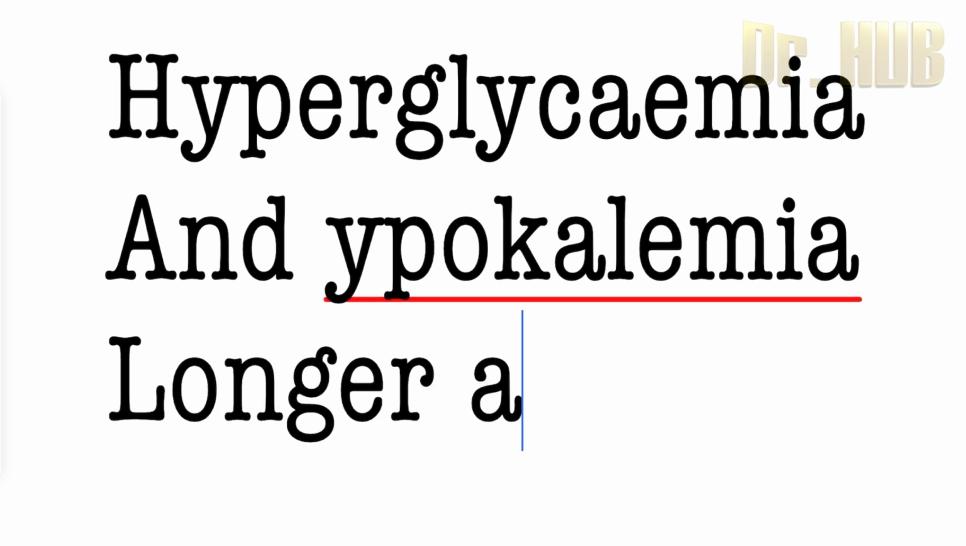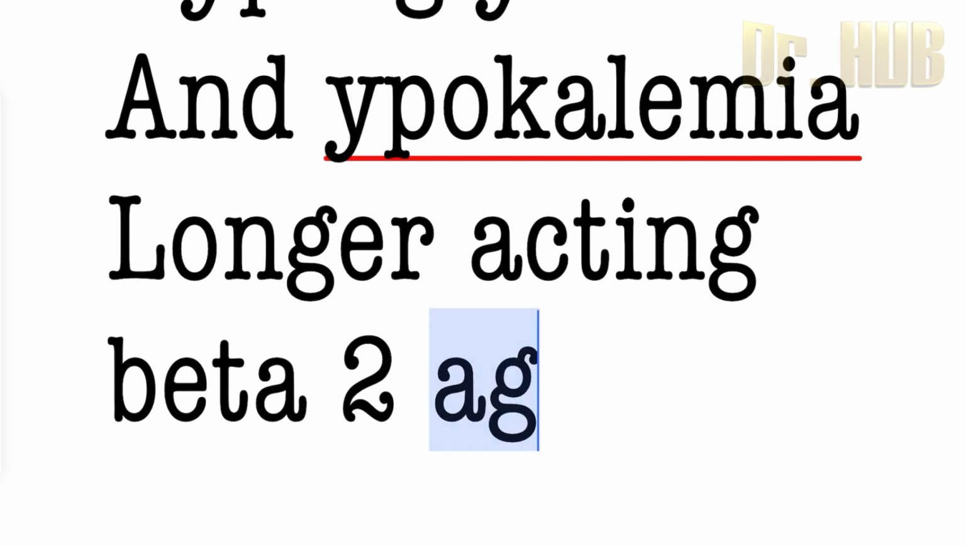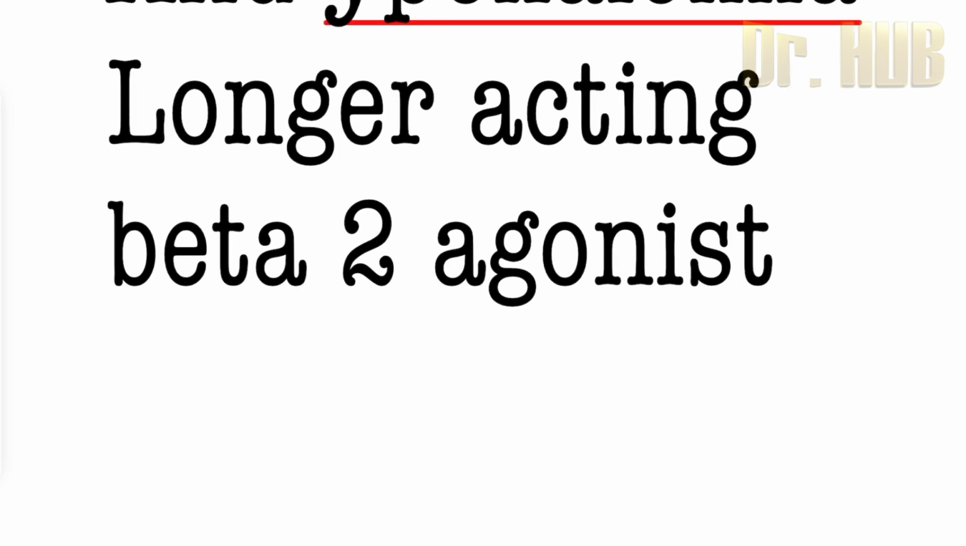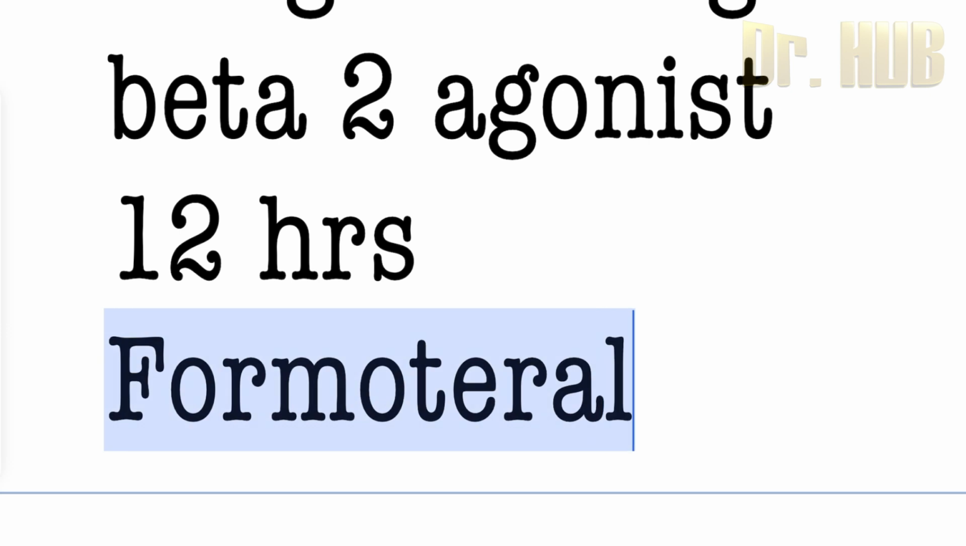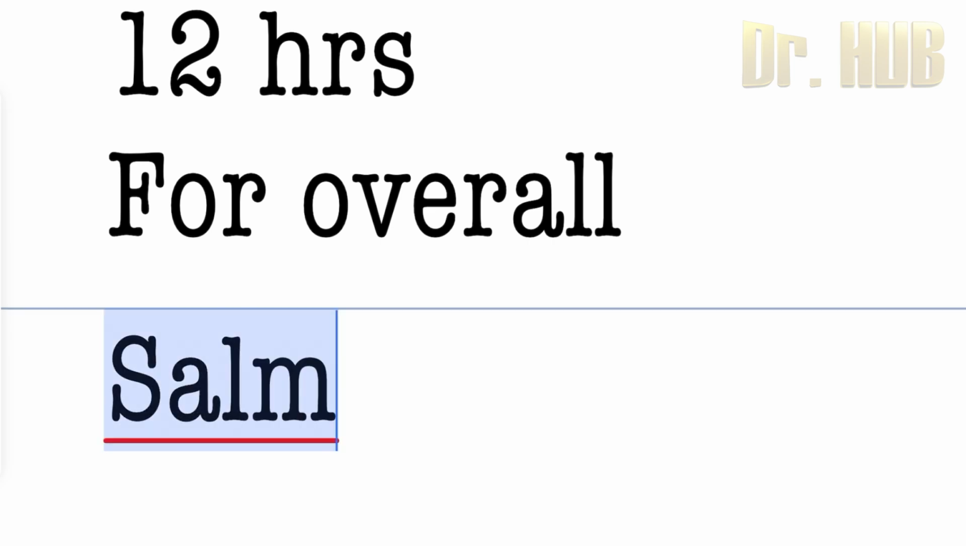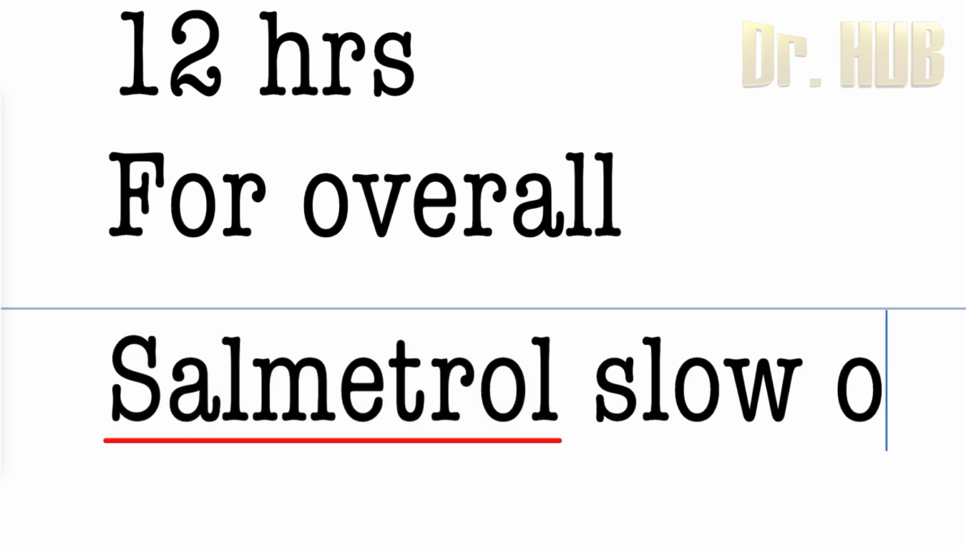Then we move on to the longer-acting beta-2 agonist. It lasts about 12 hours, and the drugs are formoterol, which is a fast onset drug, and then comes salmeterol. S for slow, so salmeterol is slow onset.